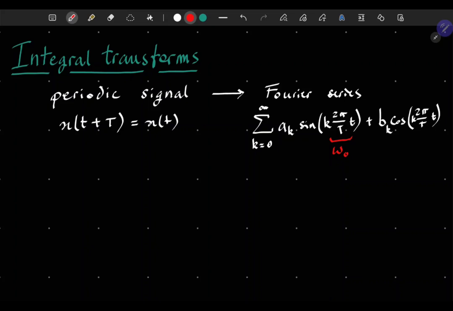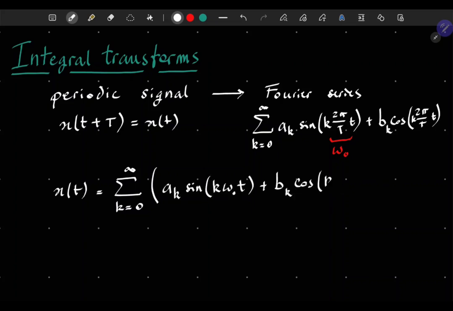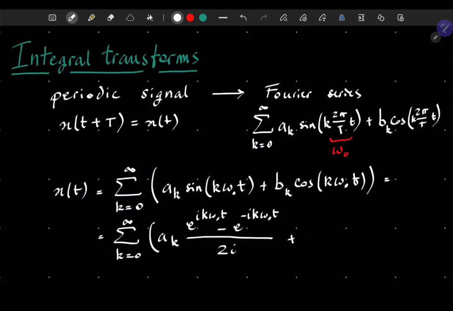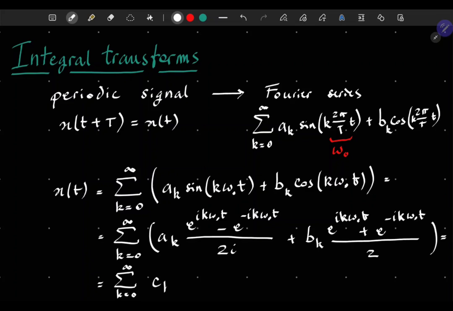Now, Fourier series have different representations, and in particular, we are interested here in the so-called exponential representation of the Fourier series. So let us quickly derive it. Here we make use of Euler's formula to transform the sine and cosine functions into complex exponentials. And now we can collect the plus and minus i k omega naught t terms, and we introduce the coefficients c k and c minus k.